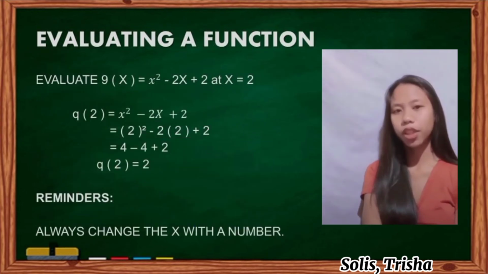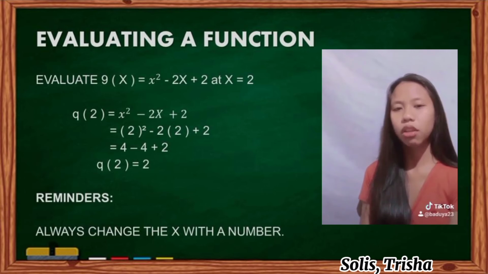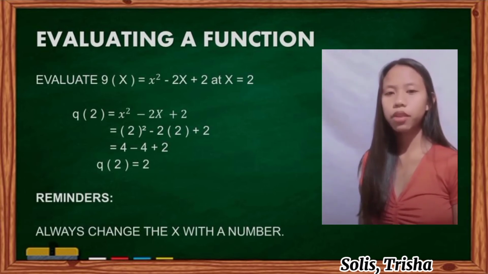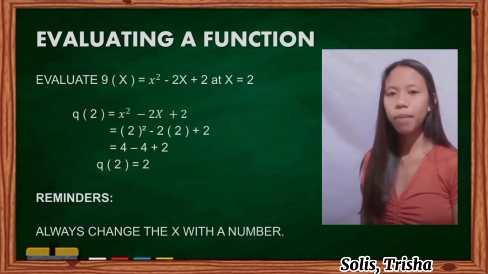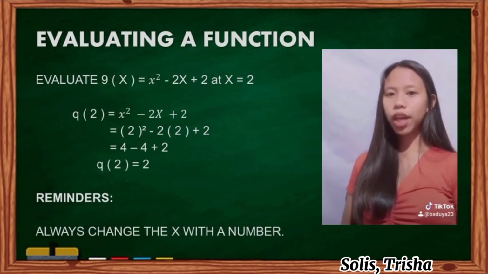Evaluating a function. Evaluate Q of x equals x squared minus 2x plus 2 when x is equal to 2. We are going to change all of the x with 2. Q of 2 is equal to 2 squared minus 2 times 2 plus 2, equals 4 minus 4 plus 2. Reminder, always change the x with a number.